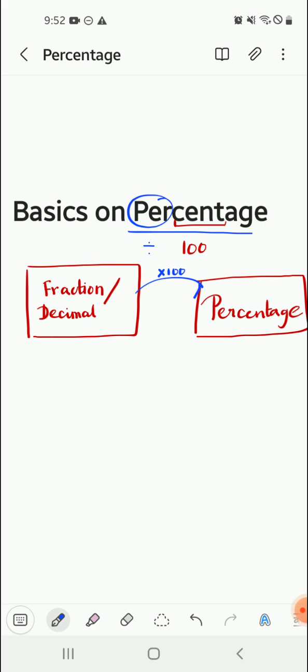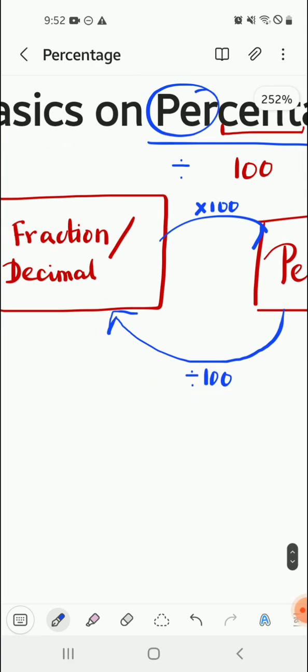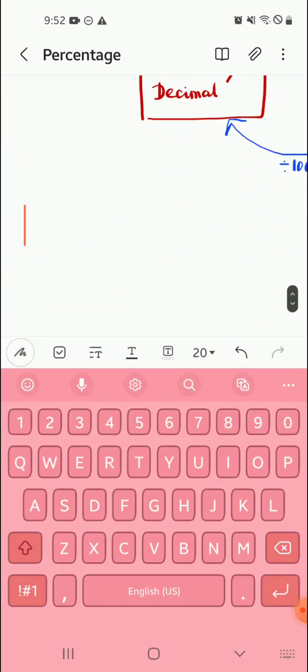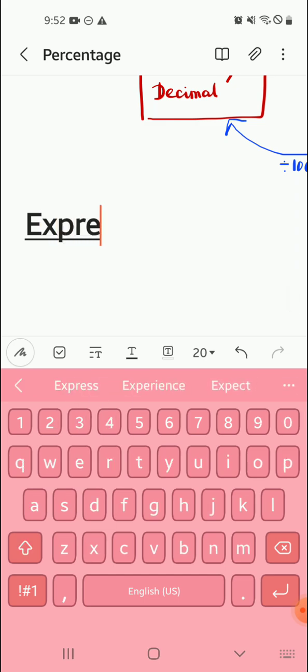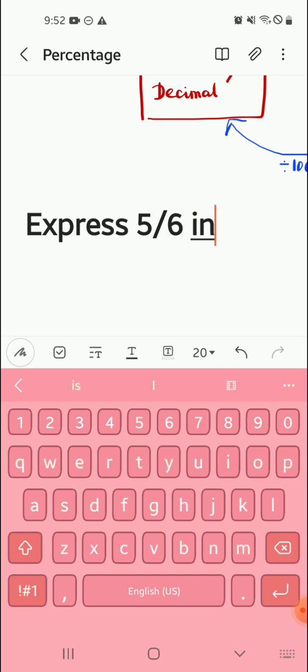Similarly, if we are asked to find out the fraction or decimal of a given percentage, then we have to divide the given percentage by 100 so that we can express the number in its equivalent fraction or decimal. Simply, for an example, if we are asked to express 5 by 6 in percentage.